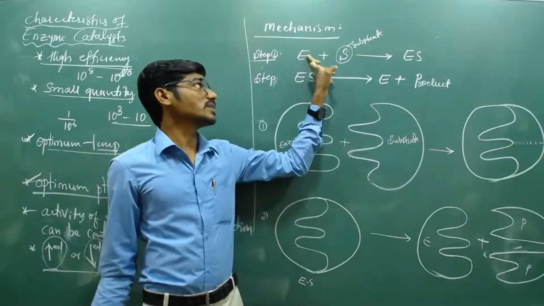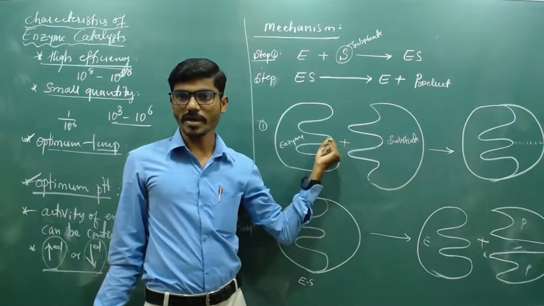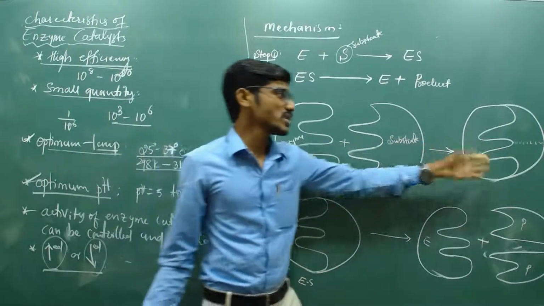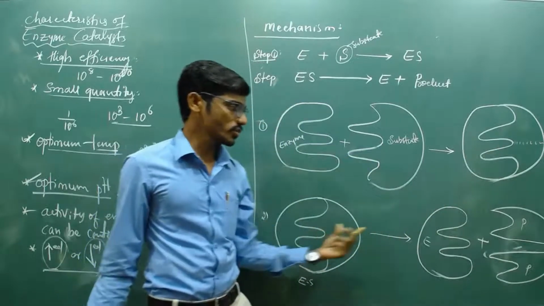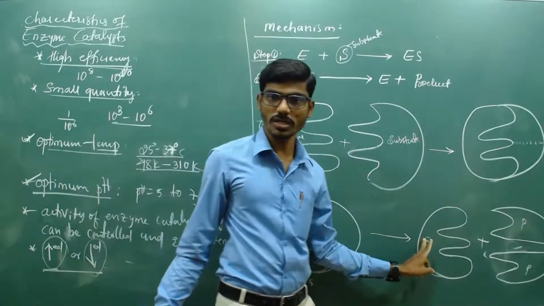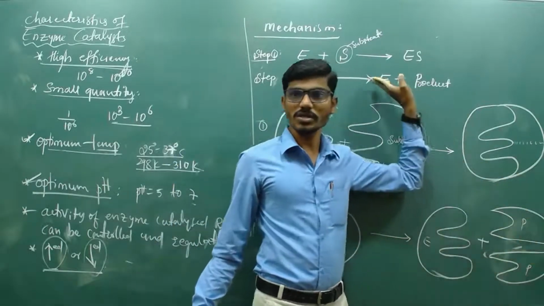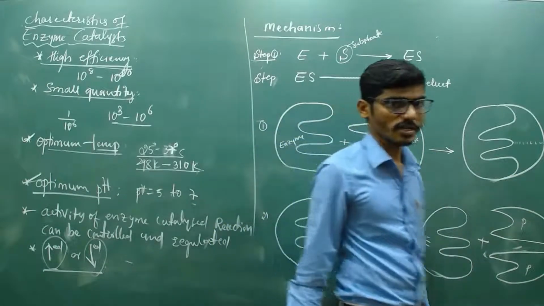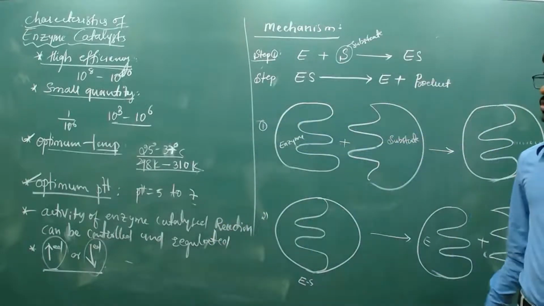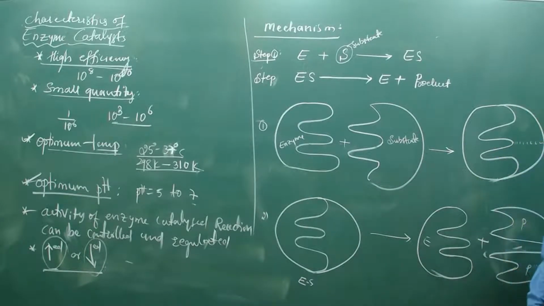Step 1, the enzyme combines with the substrate. It is the enzyme and the substrate. It just combines, binds with each other, and forms the enzyme substrate complex. This enzyme substrate complex gives rise to the enzyme back in its original form, plus the substrate is converted into the product. So the reactant to product in the presence of the catalyst. So this is regarding enzyme catalyst: examples, its characteristic properties and mechanism.